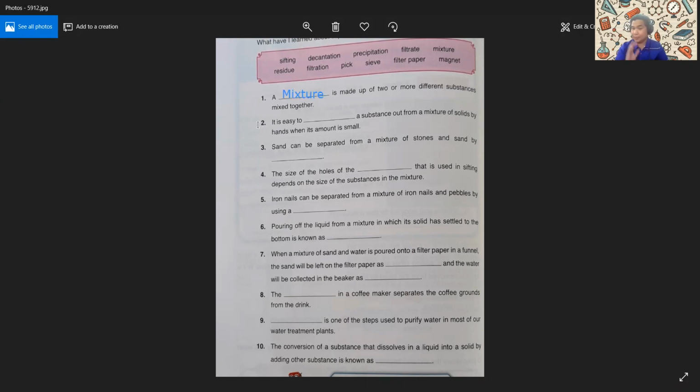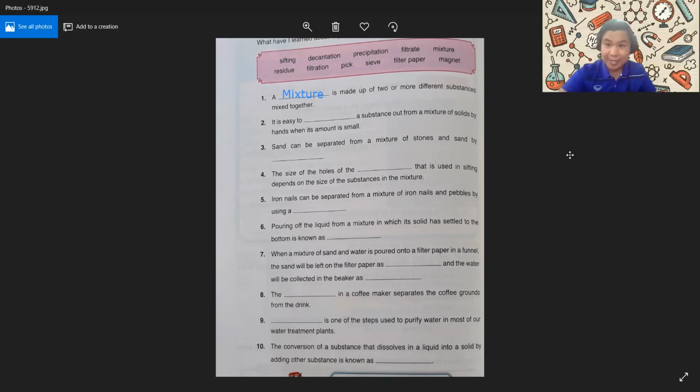Remember this, I might erase some of it later, so it's important that you write that down, or you can just pause the video, and you can copy the answer.